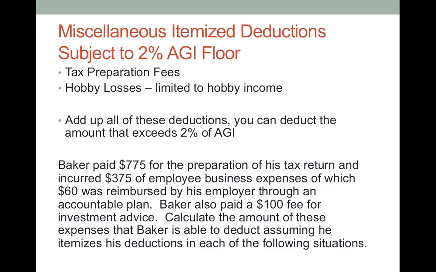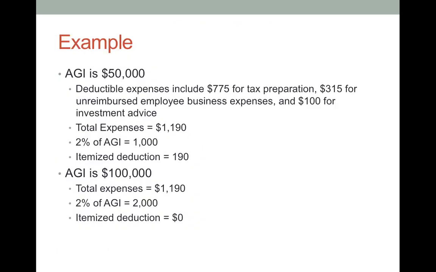So we need to calculate how much Baker can deduct. If his AGI is $50,000, again, he's able to deduct any unreimbursed expenses. So $775 for tax prep, $315 for his business expenses, which is the total expense minus his reimbursement because his company had an accountable plan, and $100 for his investment advice. So his total expenses are $1,190.